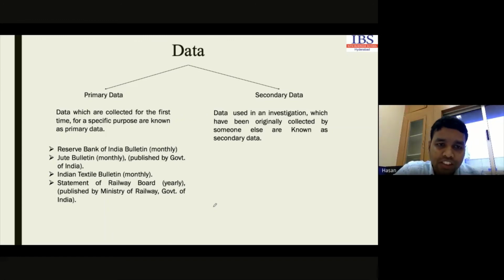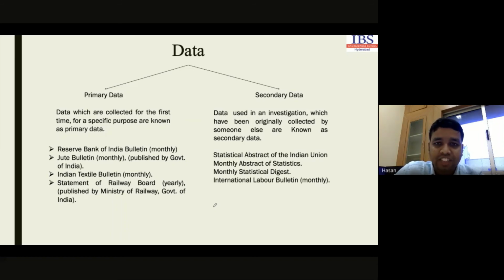Try to understand this one. So what is the example here? Primary data examples are the Reserve Bank of India Bulletin, their monthly published data, Jute Bulletin, Indian Textile Bulletin, Statement of Railway Board. This is primary data. And me interacting with you, whatever I am telling you, is again primary. Then secondary. What is the example here? Secondary: Statistical Abstract of the Indian Union. Someone has already gathered the information, processed it and published it. So this is secondary data. Monthly Abstract of Statistics, again the same story. Monthly Statistical Digest, International Labour Bulletin.